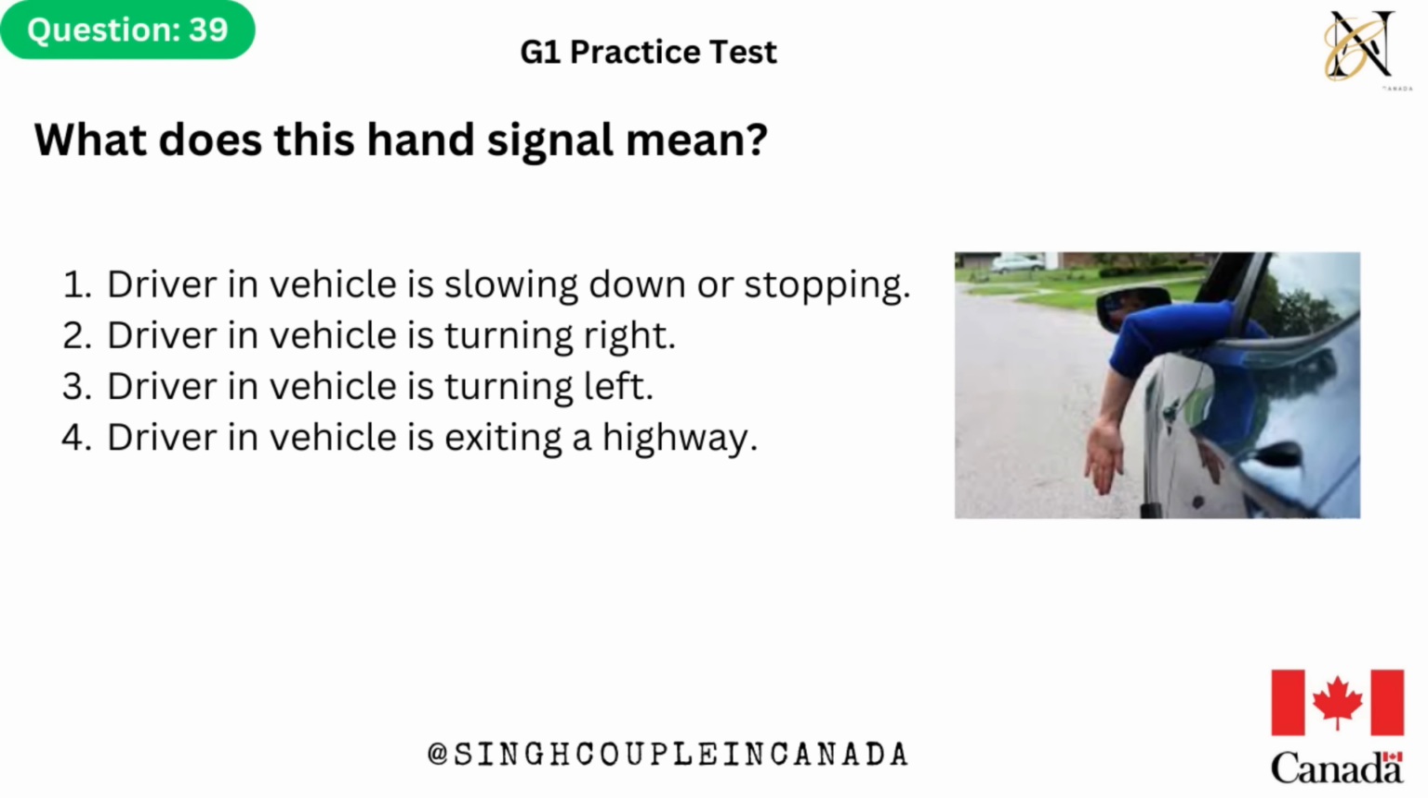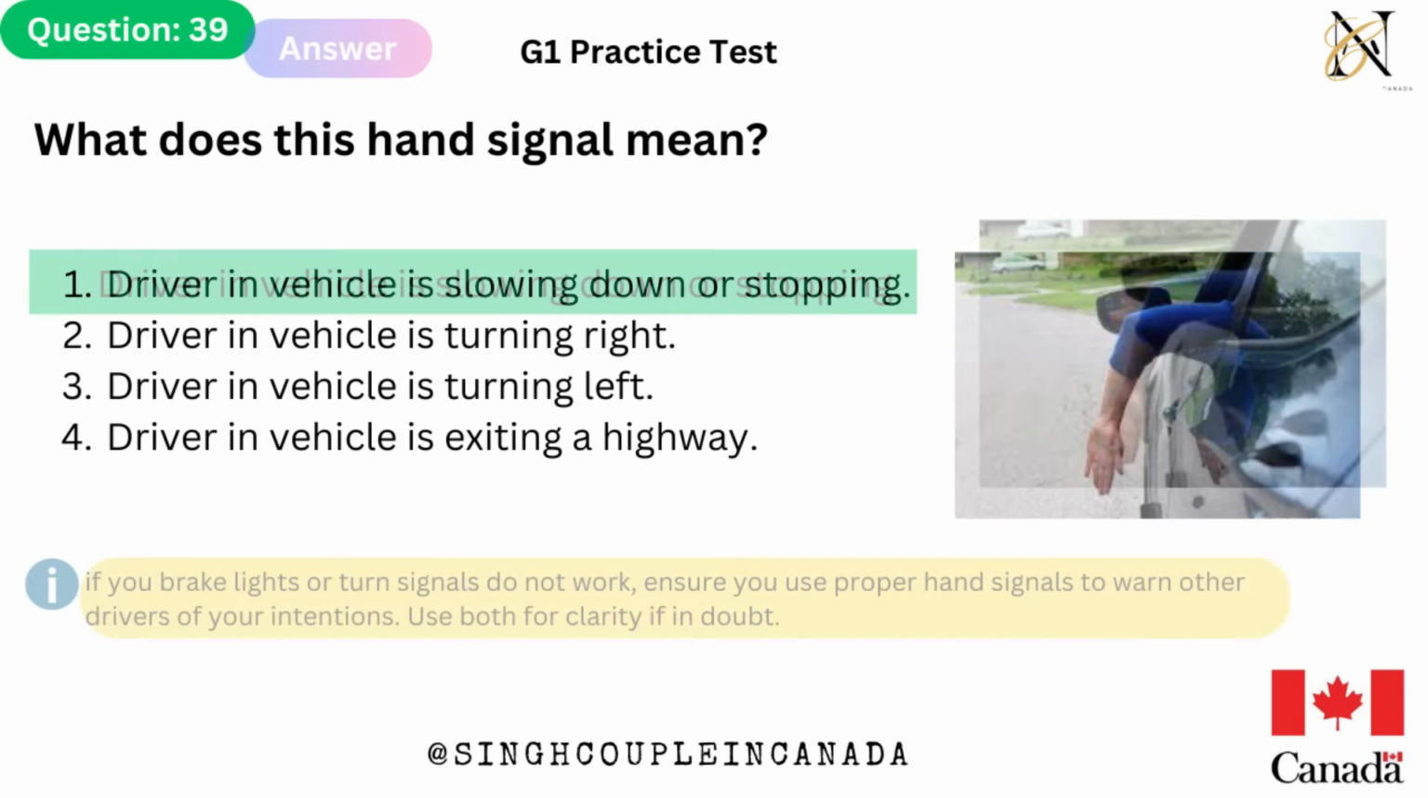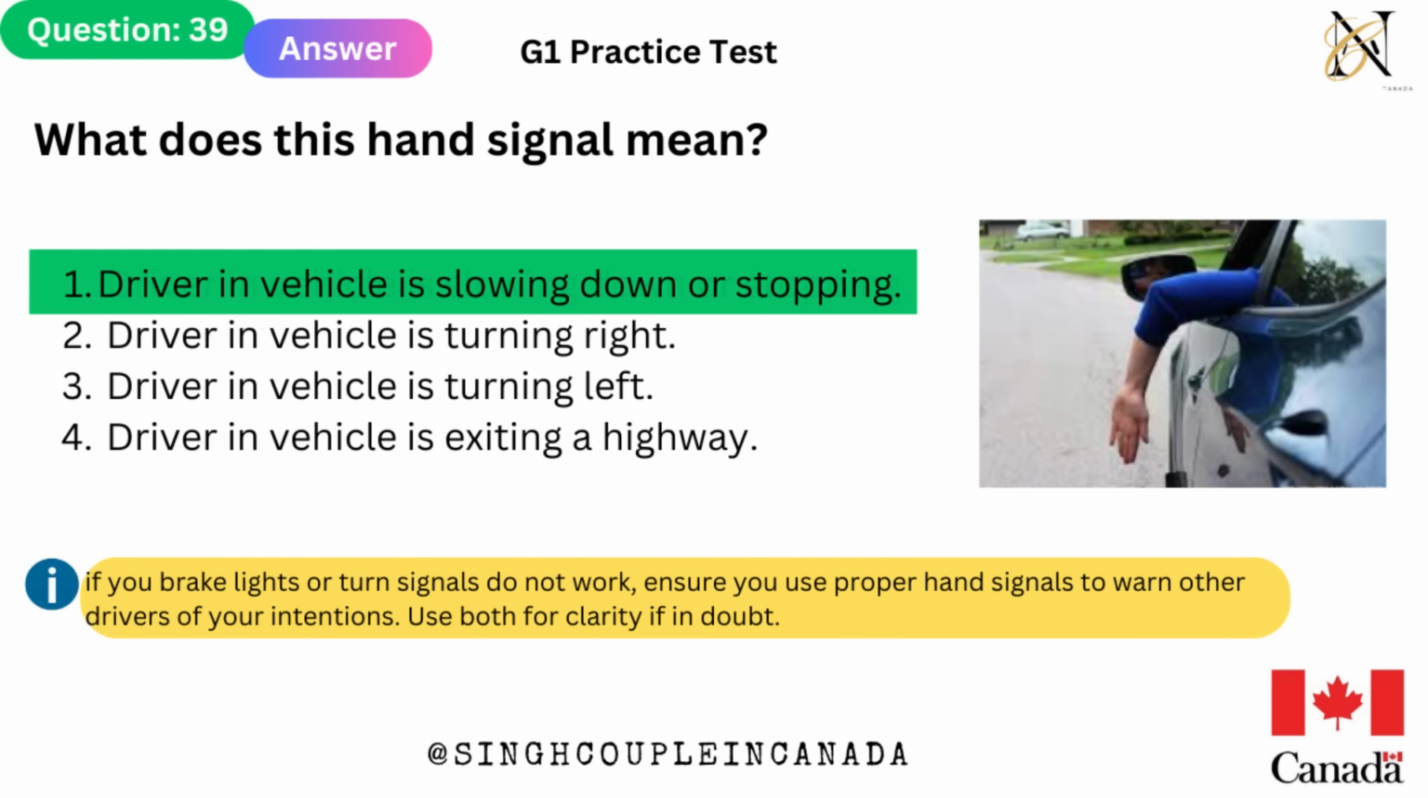What does this hand signal mean? 1. Driver and vehicle is slowing down or stopping. 2. Driver and vehicle is turning right. 3. Driver and vehicle is turning left. 4. Driver and vehicle is exiting a highway. The answer is 1. Driver and vehicle is slowing down or stopping. If your brake lights or turn signals do not work, ensure you use proper hand signals to warn other drivers of your intentions. Use both for clarity if in doubt.